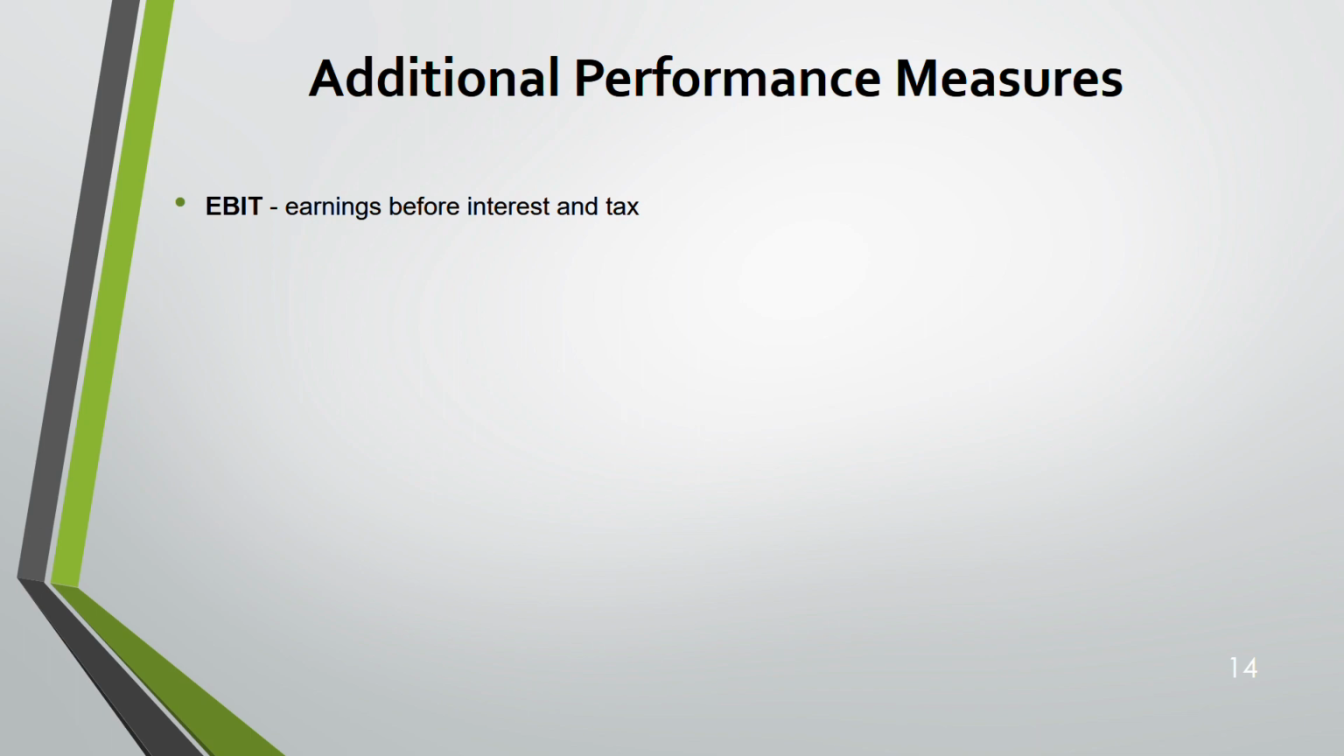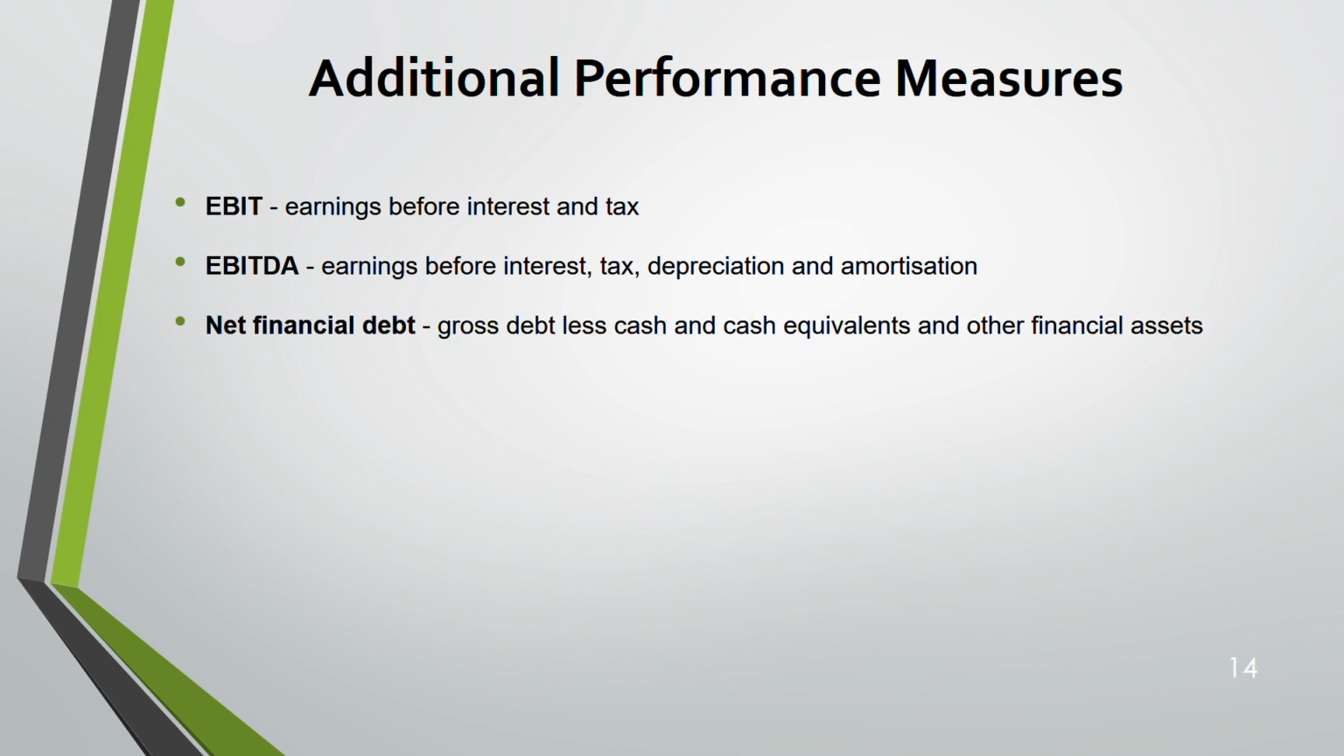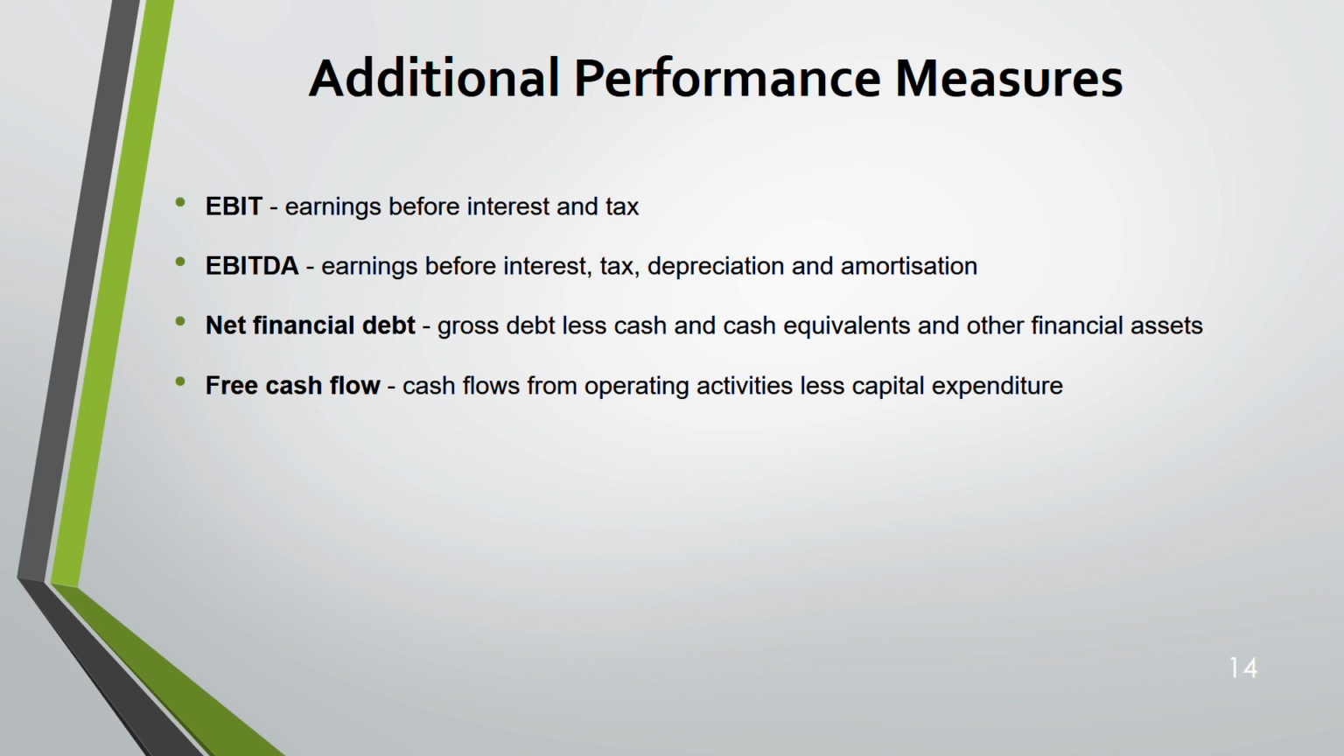EBIT. EBIT means earnings before interest and tax. Then we have EBITDA. Earnings before interest, tax, depreciation and amortization. Then we have net financial debt. That is gross debt minus cash and cash equivalent and any other financial assets. Free cash flow. Cash flow from operating activities less capital expenditure. Free cash flow means this cash flow is free. You can do anything with it after you have taken off your capital expenditure and any obligatory cash flows are taken out.